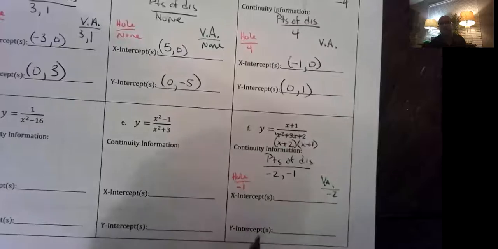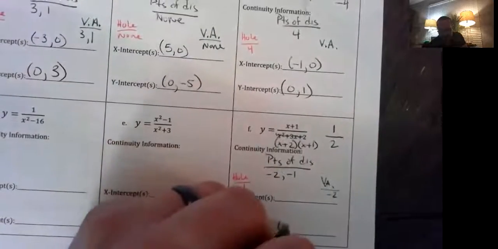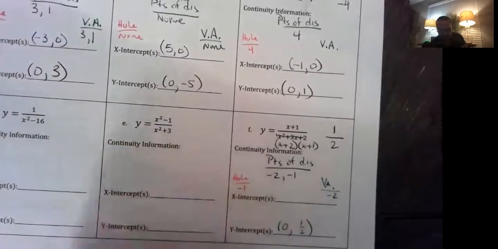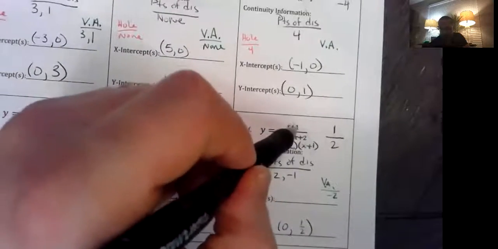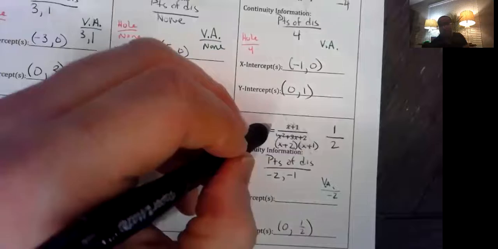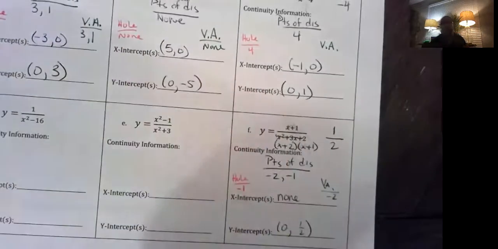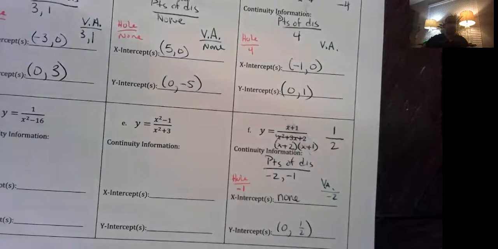All right, last one here. Plug a 0 in on the top, I get a 1. Plug a 0 on the bottom, I get a half. So it's 0, a half for that y-intercept. The only thing that's on top actually does cancel. So there's nothing left on top, just an actual 1, not an x plus 1. So that means there's no x-intercepts here.